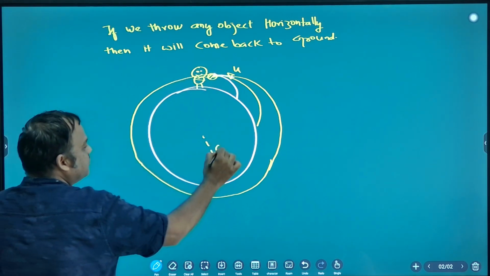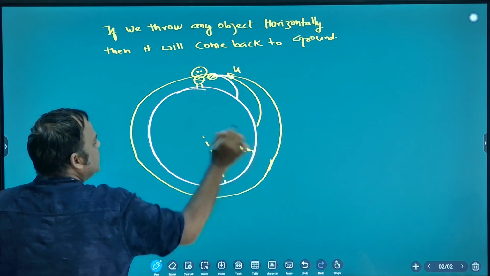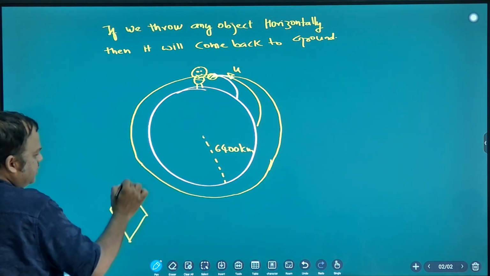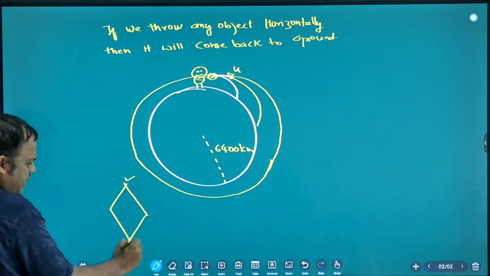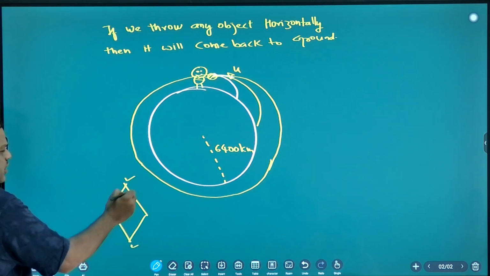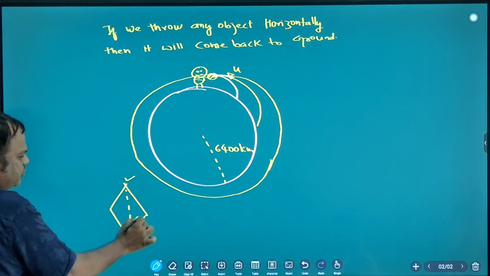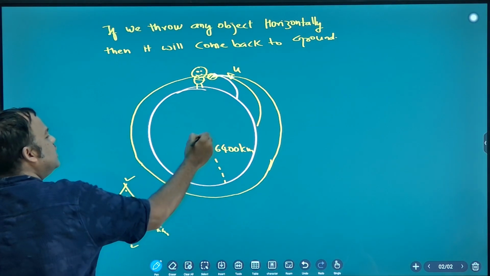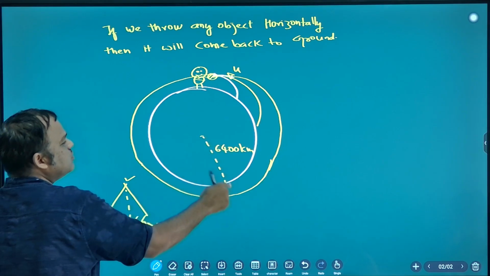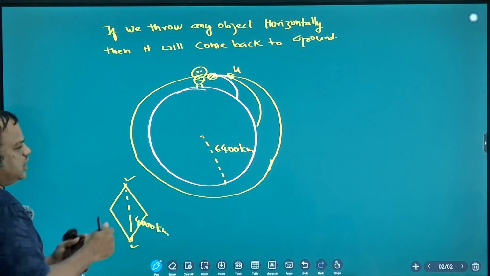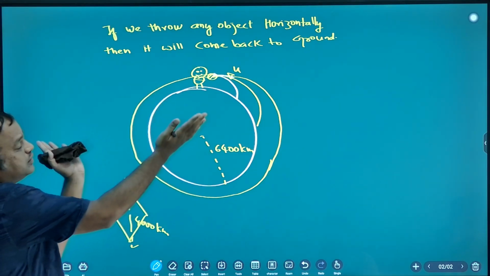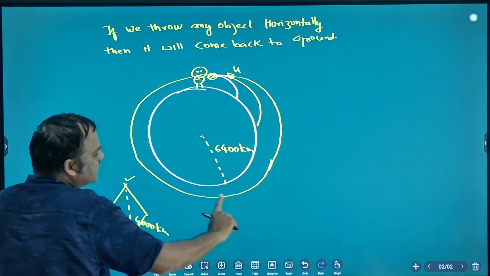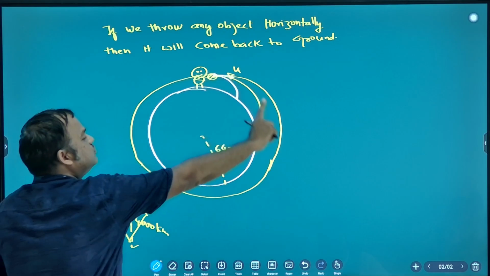What is the radius of Earth? 6,400 kilometer. If you see the Indian map, from the topmost point to the bottommost point the distance is around 4,000 kilometer. So the center to surface is 6,400 kilometer. Earth is very big, but not infinite. Earth also has some limit. So this is how the satellite performs circular motion.